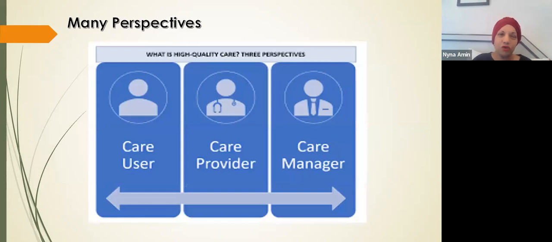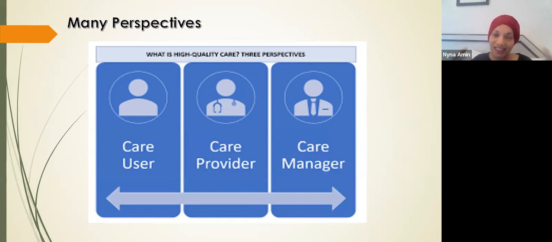The same goes for perspectives. There are many perspectives. So whose perspective are you going to write or do your research from? Is it from the care user, the care provider, or the care manager? Because each one has an agenda. Each one makes assumptions. Each one understands the world and their place in the world. And so this is what we try to do in qualitative research.